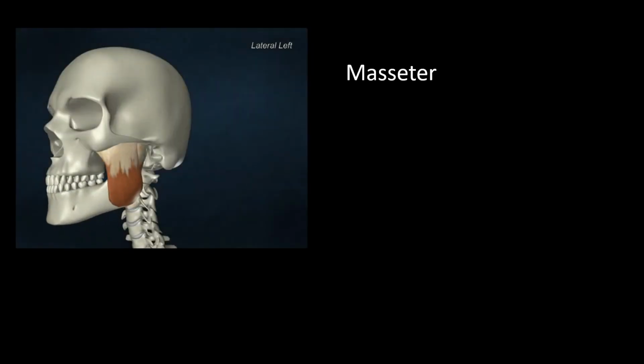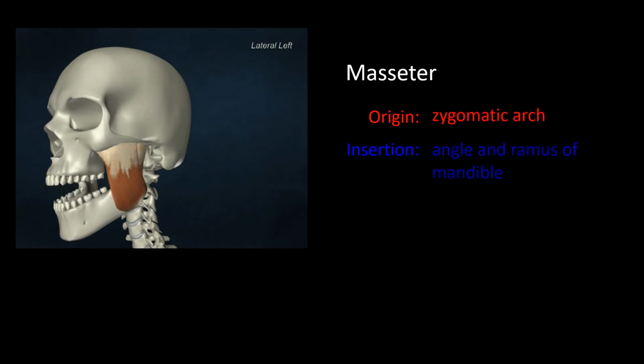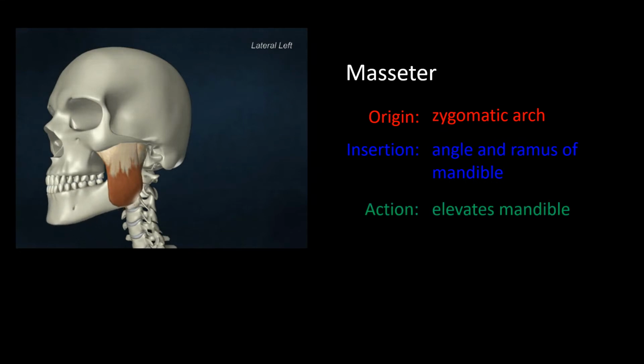This muscle is the masseter. As you can see, it's another one of the muscles that's involved with chewing. So its origin is the zygomatic arch. Its insertion is actually on the angle and the ramus of the mandible. And again, the action here is to elevate the mandible in case of speech or chewing.